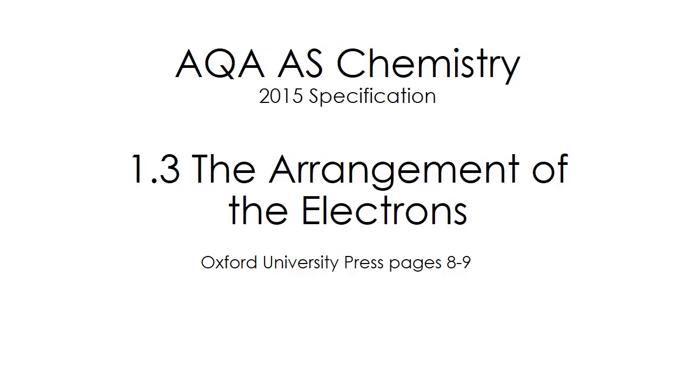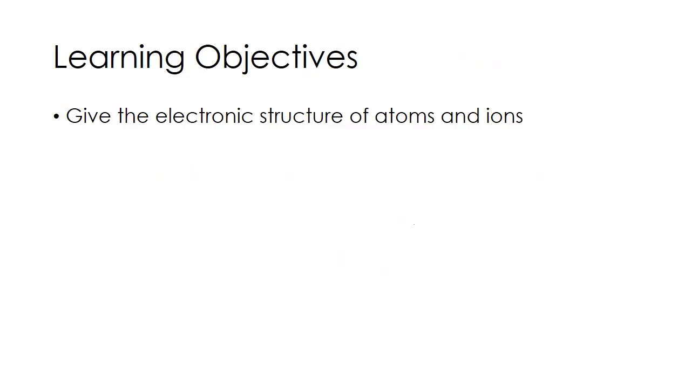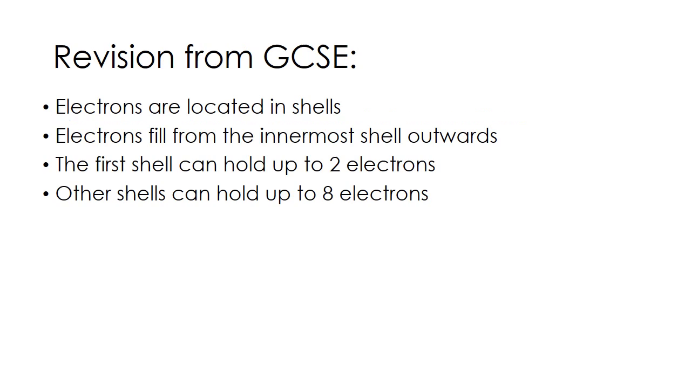Welcome to AQA AS Chemistry. This is the 2015 specification, and it's 1.3, the arrangement of the electrons. You need to look at your textbook, and it's Oxford University Press, pages 8 to 9. The learning objectives for this lesson are to give the electronic structure of atoms and ions.